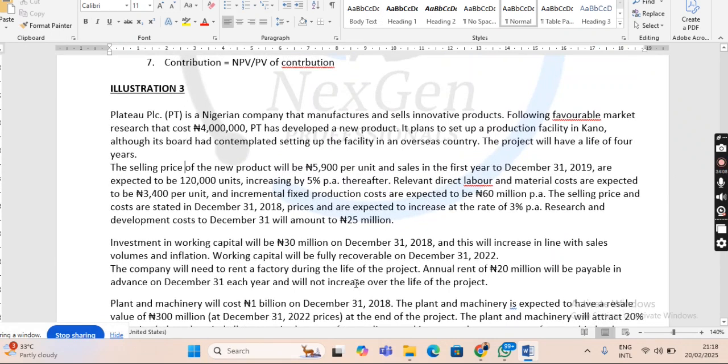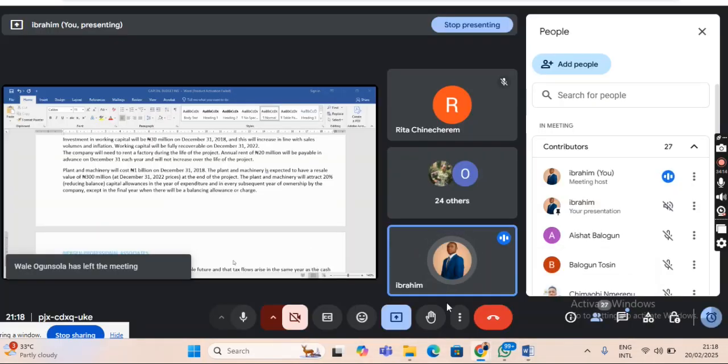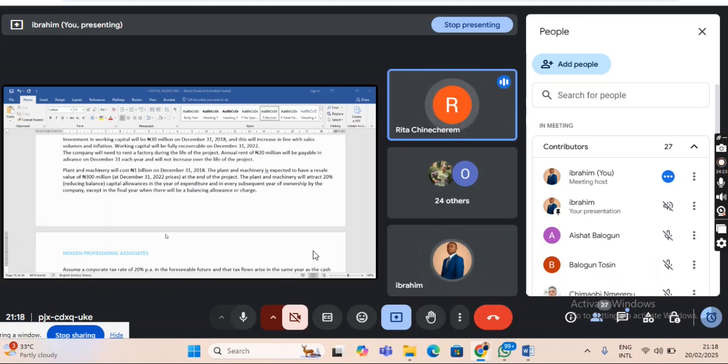Or should I explain capital rationing? Then please advise me. What should I do? Because I'm just, I don't want to say I'm confused. Sir, what is capital rationing under? Like, what is it about?